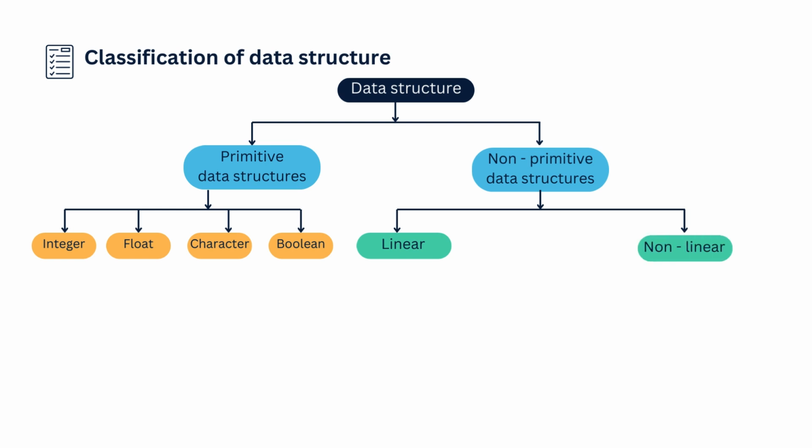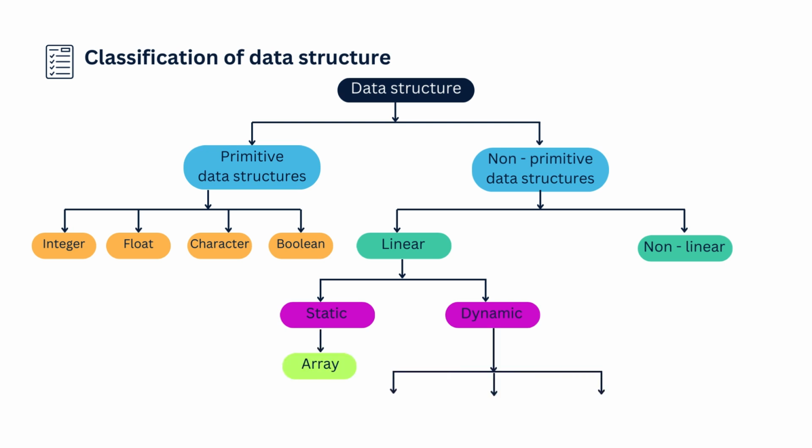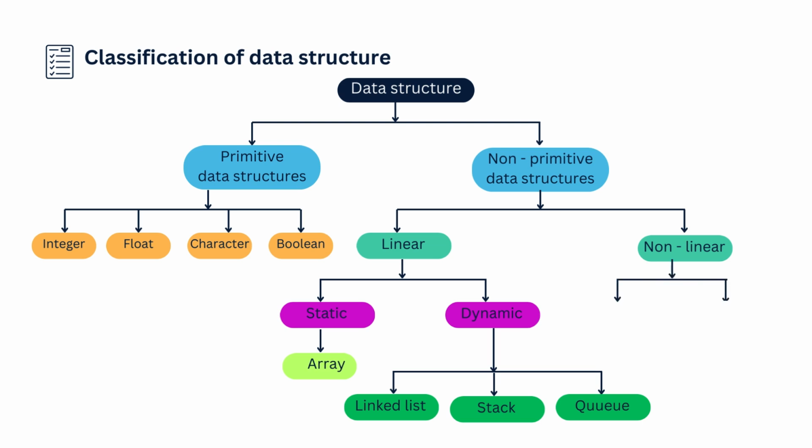Here the linear data structure is further classified into two types, static and dynamic. Static includes arrays, and in the dynamic, linked list, stacks, and queues are classified. And coming to the non-linear data structure, it is further classified into two types, trees and graph. You are going to learn all these concepts in detail in upcoming chapters.